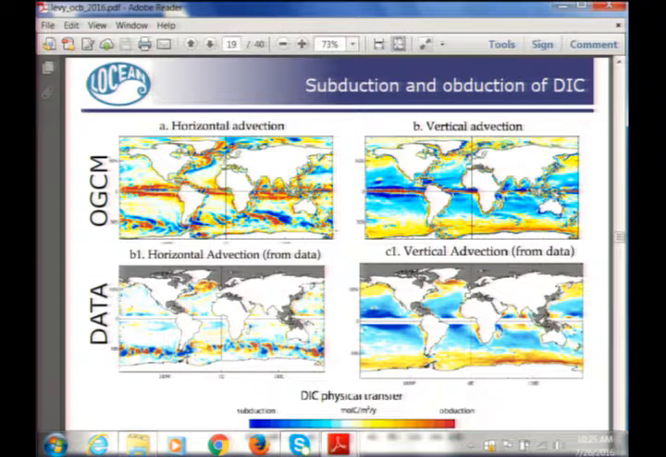This is the same estimate for horizontal advection and vertical advection from observations. And you see, at least for vertical advection, that the patterns are very similar, and also the magnitude. For horizontal advection it's more tricky to see things, probably because of the inconsistency between the currents derived from altimetry and the observations of dissolved inorganic carbon, so it's more difficult to do.